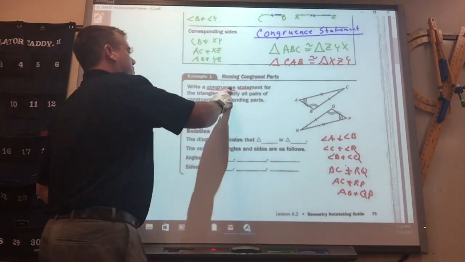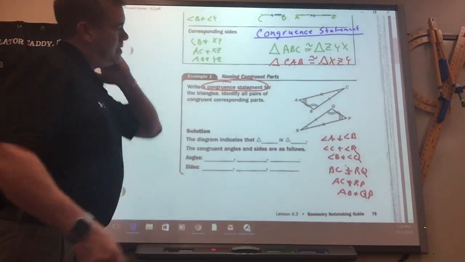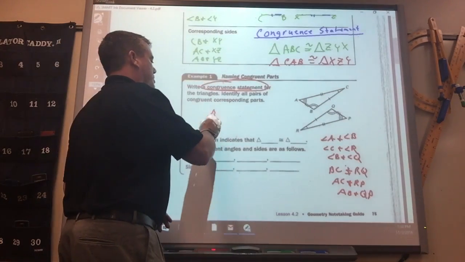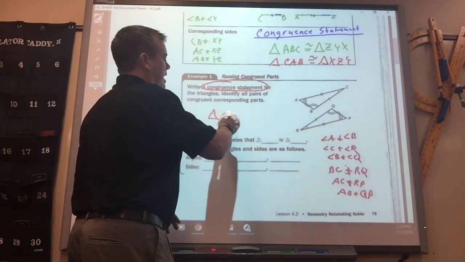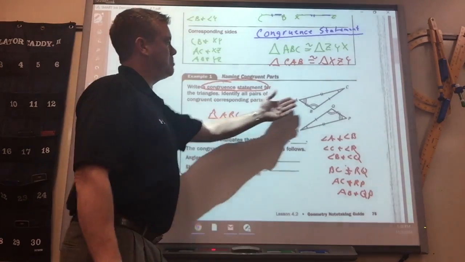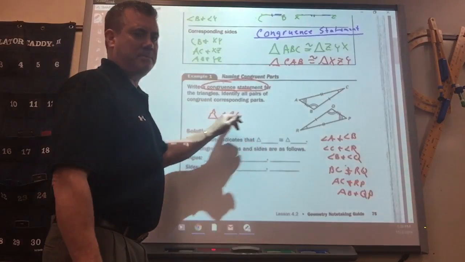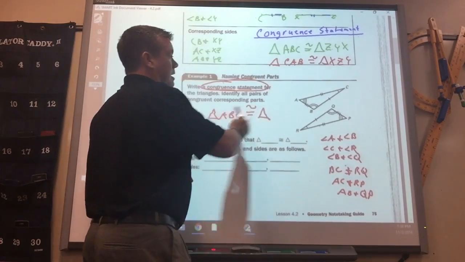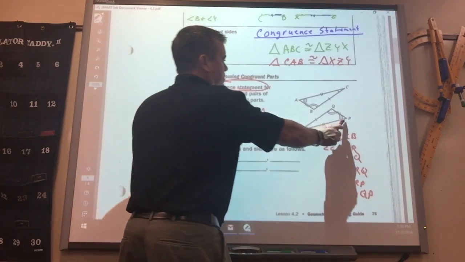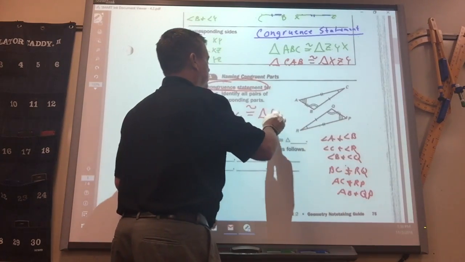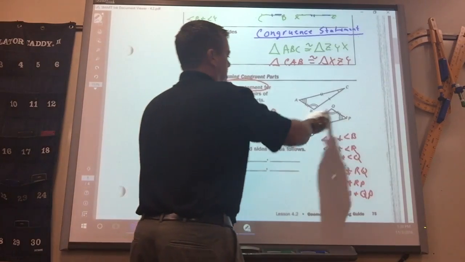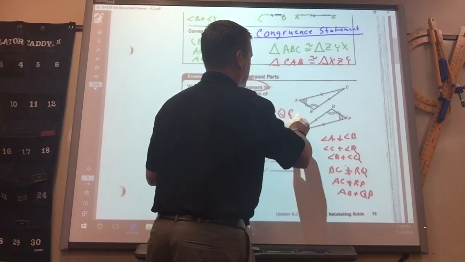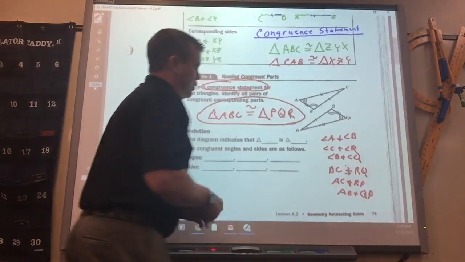Now the congruent statement, which you'll be doing in your assignment, is, again, if it's a triangle, you put the triangle symbol to show it's a triangle, ABC, and again, you could put any order you want, but it's easier to keep it alphabetical, is congruent to triangle. A I put first, so I have to put P first because they're the same. B is the same as Q, and C is the same as R. So that is the congruent statement.